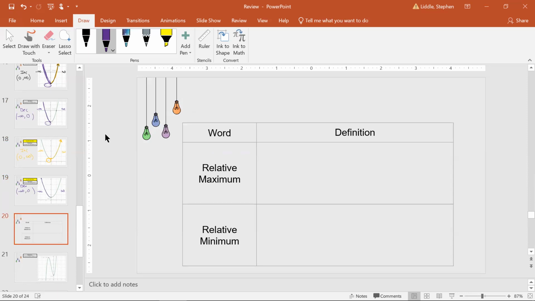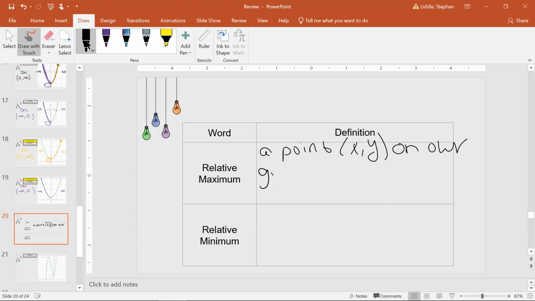The last thing that we'll talk about is relative maximum and relative minimum. So both of these, a maximum is a high point and a minimum is a low point. So for their definition, they are a point. Remember, our points are always x, comma, y on our graph, where the graph changes from increasing to decreasing.